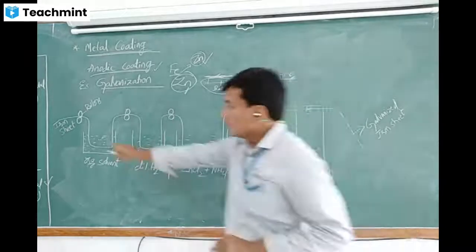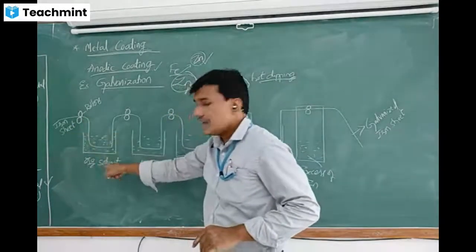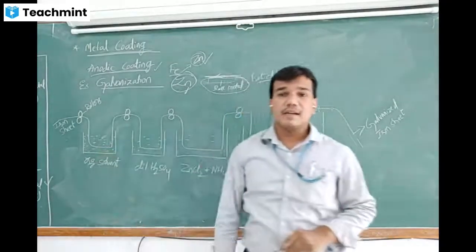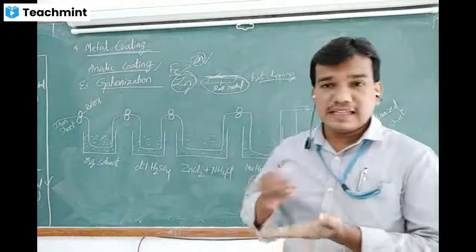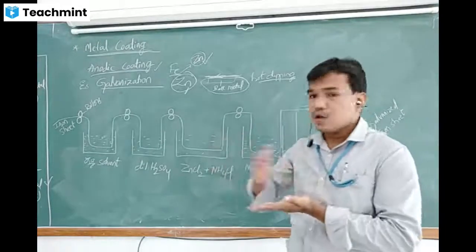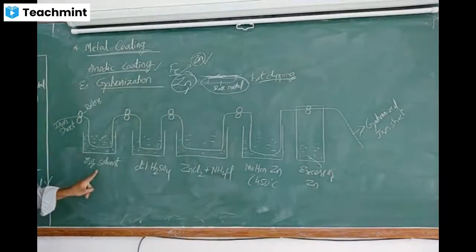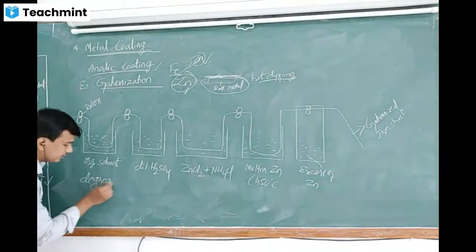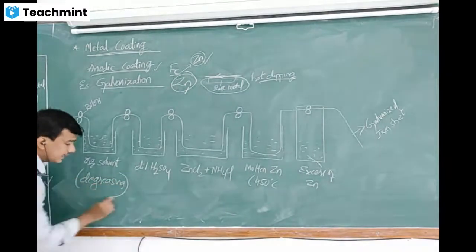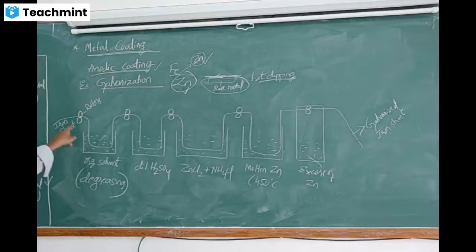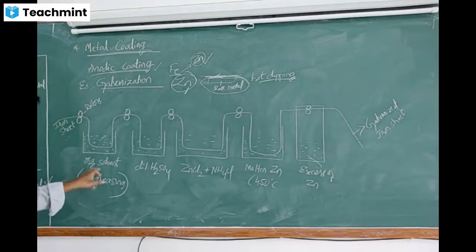So what is the procedure? First we dip the iron sheet in the organic solvent. Why? If any grease, oil or dust particles are on the iron sheet, we first have to remove them by dipping in organic solvent. This process is called degreasing. It removes grease and oil particles collected on the iron sheet.